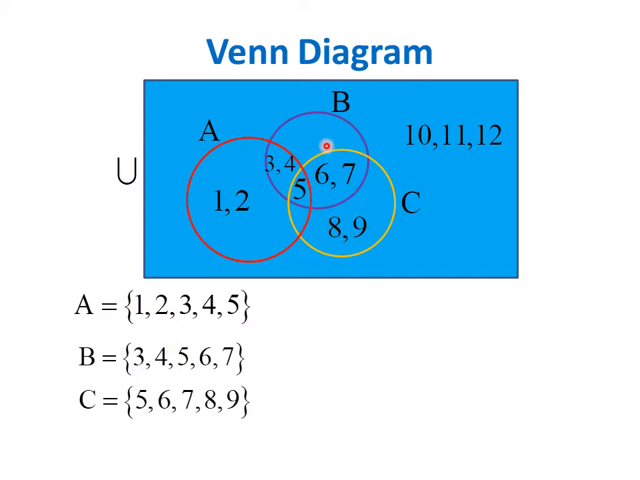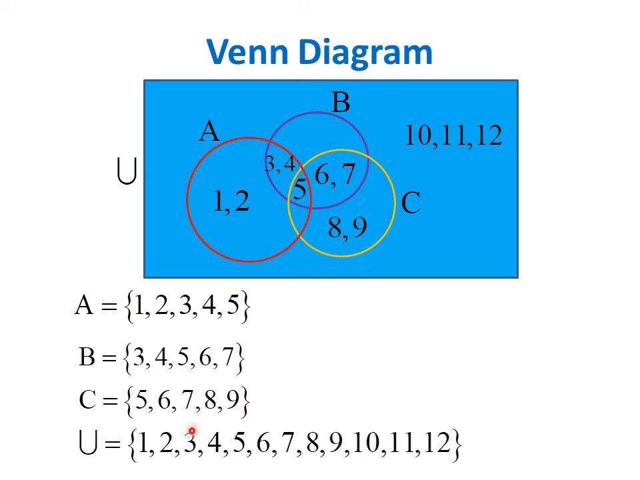How about the set C? Within the yellow circle, we have the numbers 5, 6, 7, 8, 9. So these are the elements of set C. How about the elements of the universal set? We know that the universal set is the totality of all sets or elements involved in the problem. So we have to consider all the numbers written inside the universal set, even these three numbers that are outside the sets A, B, and C. So we have 1, 2, 3, 4, 5, 6, 7, 8, 9, 10, 11, 12. So the elements of the universal set are the numbers from 1 to 12.